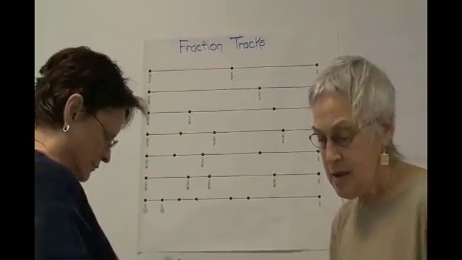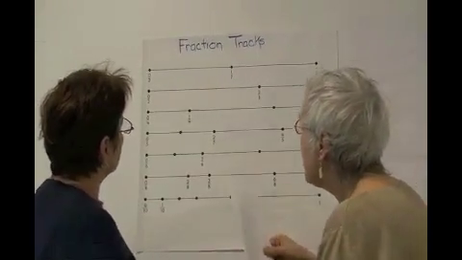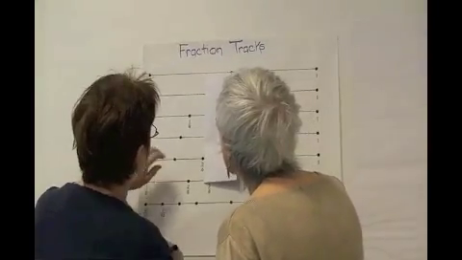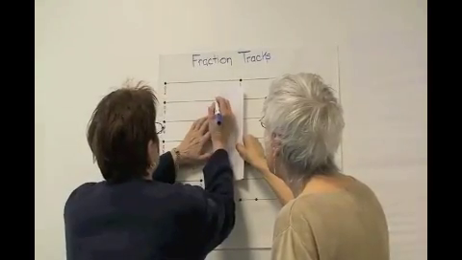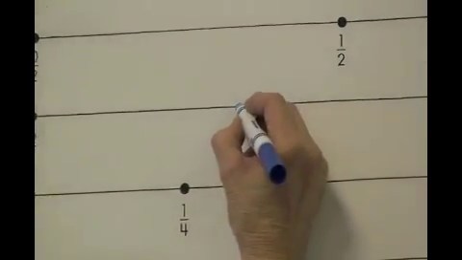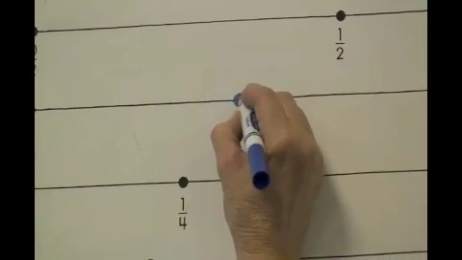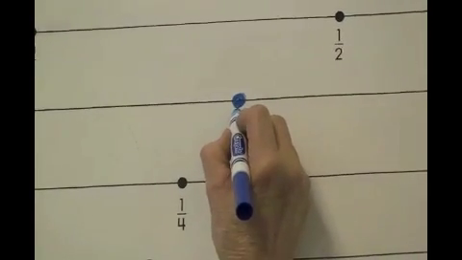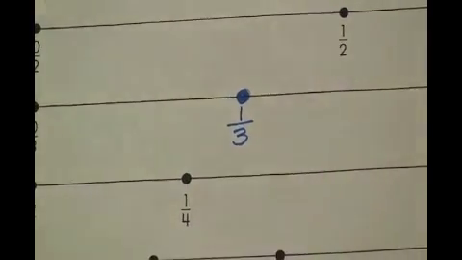Why don't we use this straight edge? Okay. And shall I put a dot there? Yeah. So we're going to go right up there, and we're going to put 1/3. Make a big dot. And that's going to be 1/3.